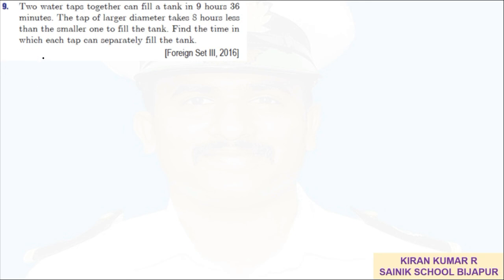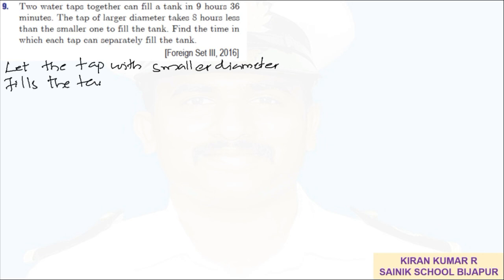Let me consider the tap with a smaller diameter will take the time as x hours, and the tap of the larger one would take 8 hours less than the time taken, so it is x minus 8. So let me write it here. Let the tap with smaller diameter fill the tank in x hours.